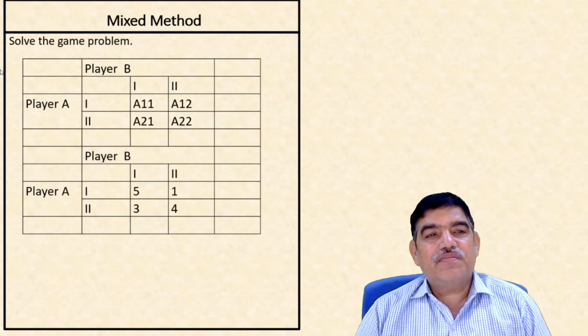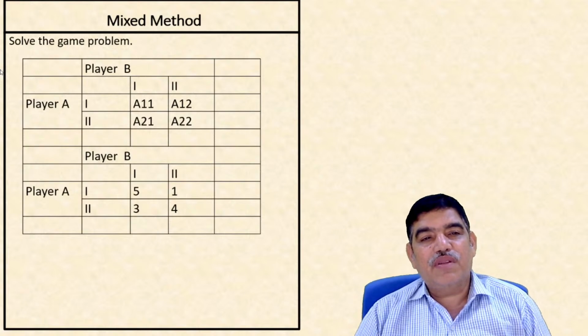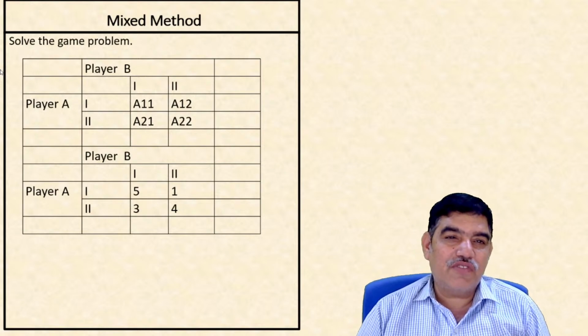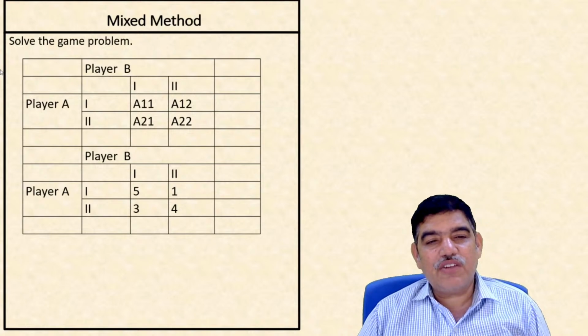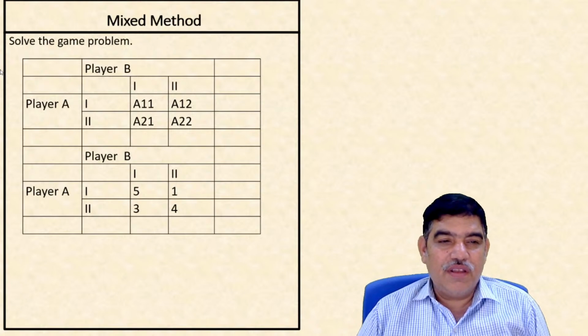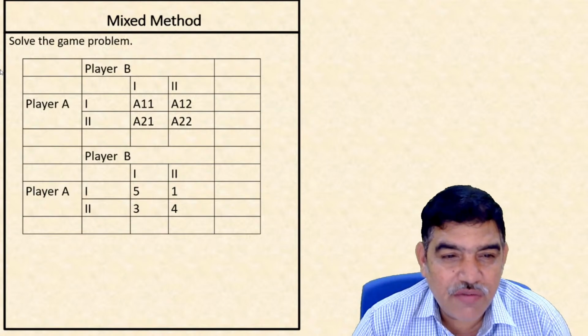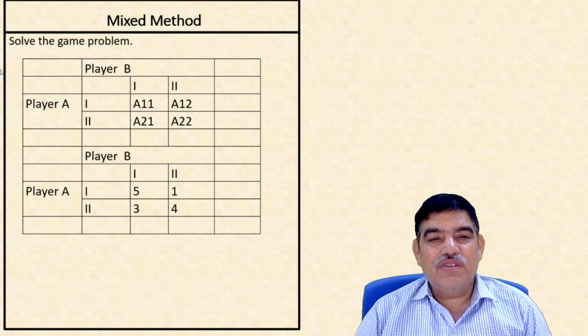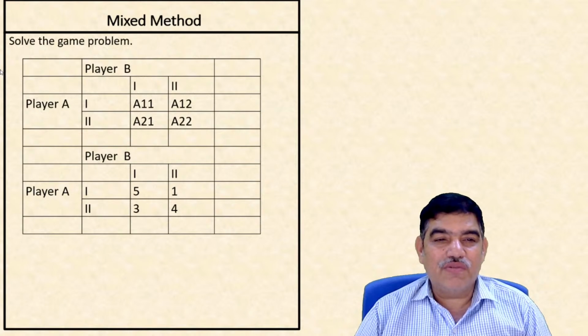One more example here, I am explaining, solve the game problem. For example, there are two strategies for player A, two strategies for player B. Player A applies the strategy and gets the profit 5. Player A applies the strategy and gets the profit, that is 1. Row wise the values are 5, 1, 3, 4. I am representing in general, that is A11, A12 in the matrix format, A21, A22.